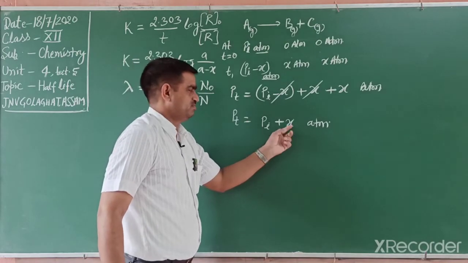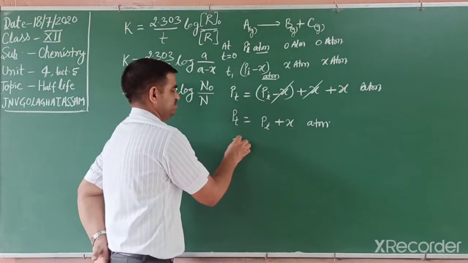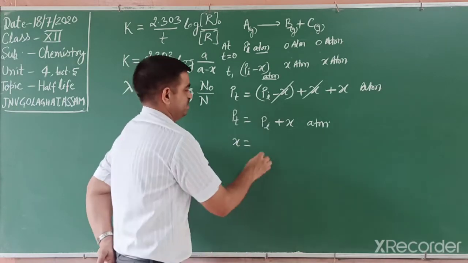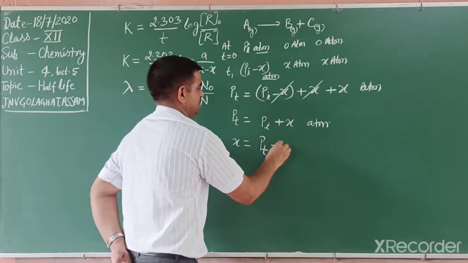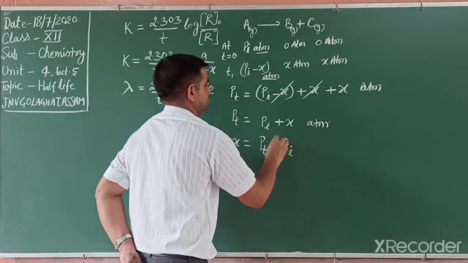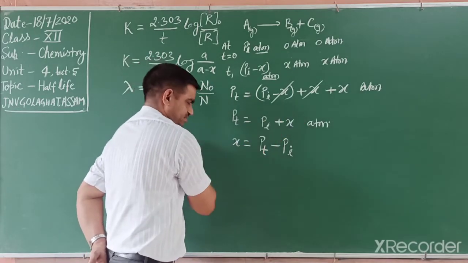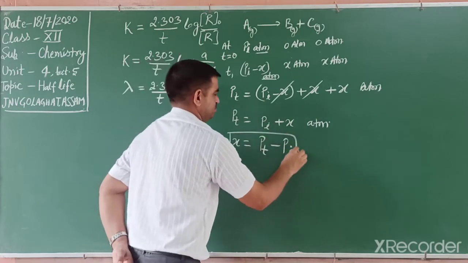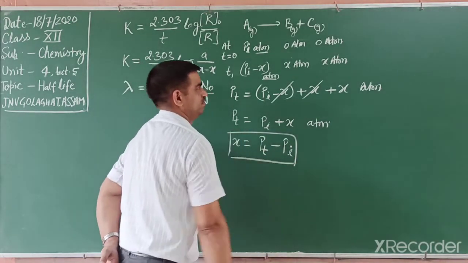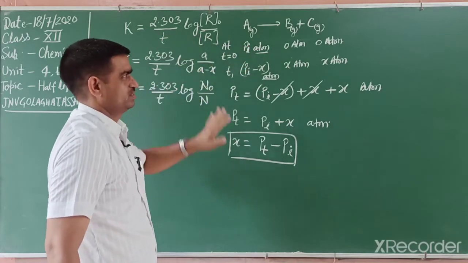We want to find out what the value of X is. How can we find X? We can find it by P total minus Pi, the initial value. If we find X, then I can remove this. So this value is X. Now we substitute this value in the first order equation.